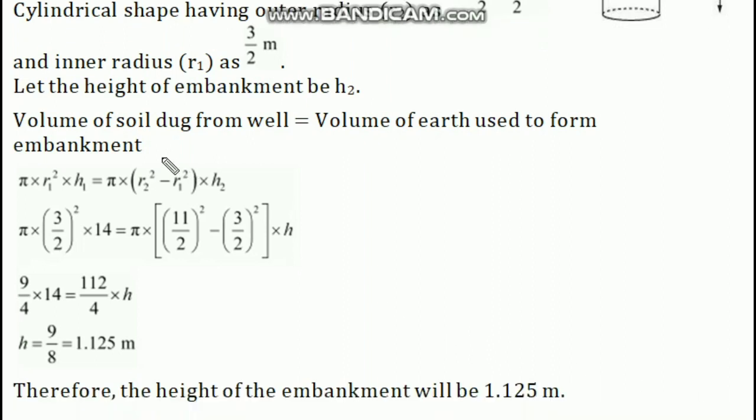So here we know that the volume of soil dug from the well is equal to the volume of earth used to form an embankment. The embankment is looking like a hollow cylinder, so the formula for the hollow cylinder is pi into r2 square minus r1 square into h2. The hollow part, the center volume, we need to eliminate from the total volume. We know the radius, height, everything. Substitute in this formula. So finally we will get 9 by 4 into 14 equal to 112 by 4 into h.